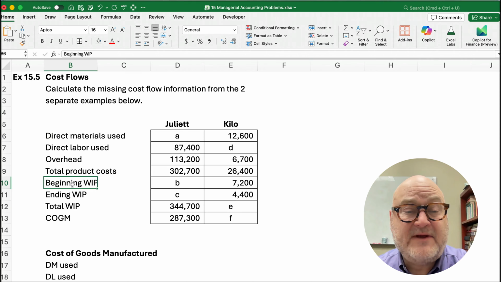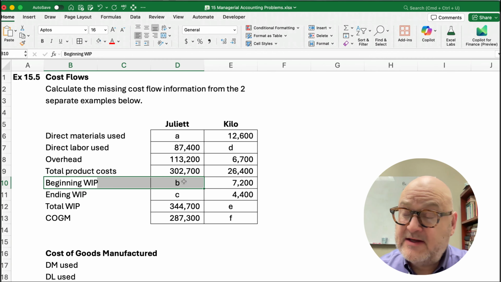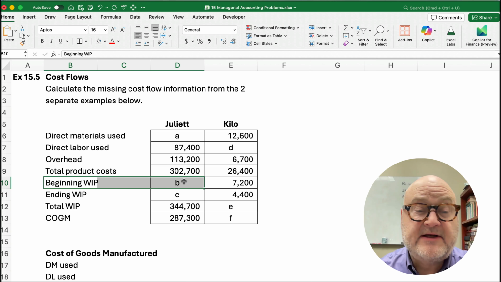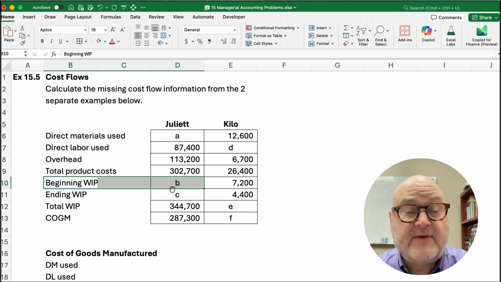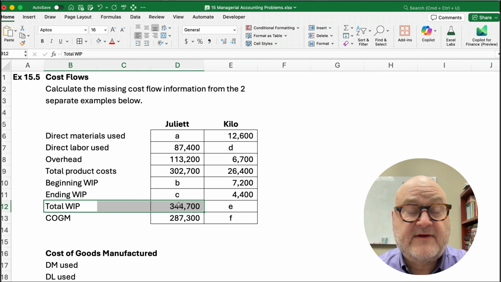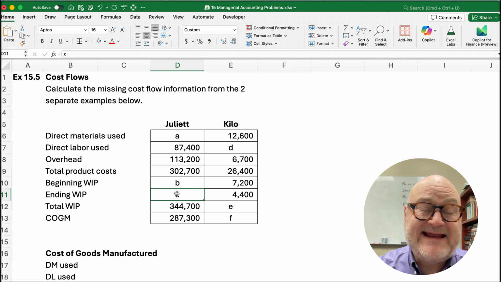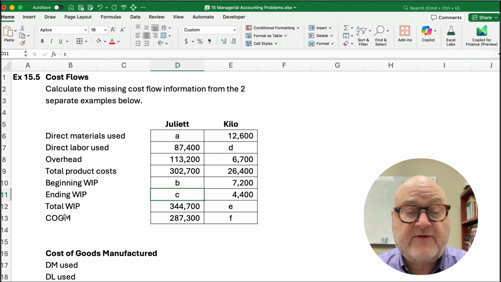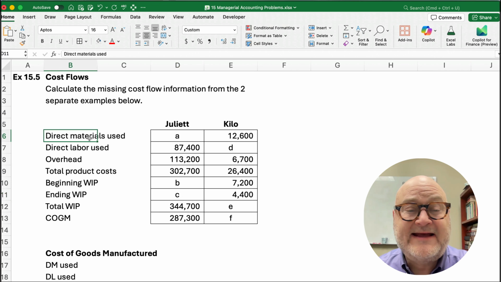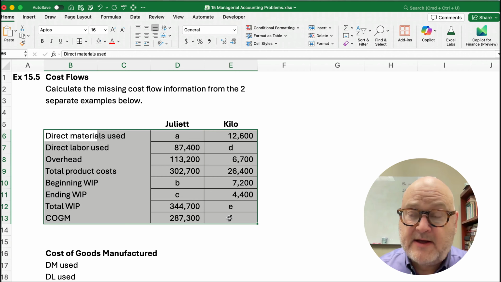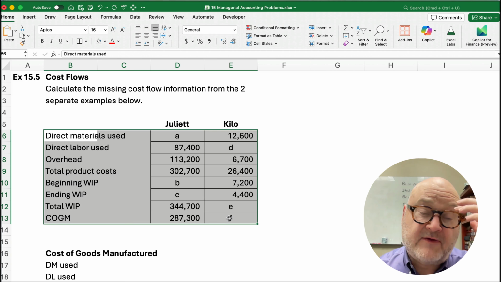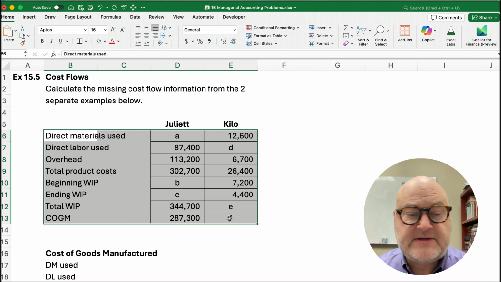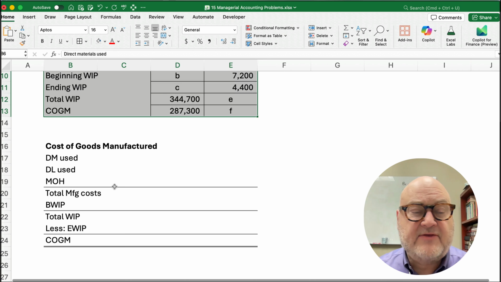And then we have beginning work in process, which we have started but haven't finished. And so we add that, and that would give us total work in process. And then if we subtract out the ending work in process, that gives us cost of goods manufactured. So this is the given information, and we need to work using our knowledge of the cost flows, find the missing information.